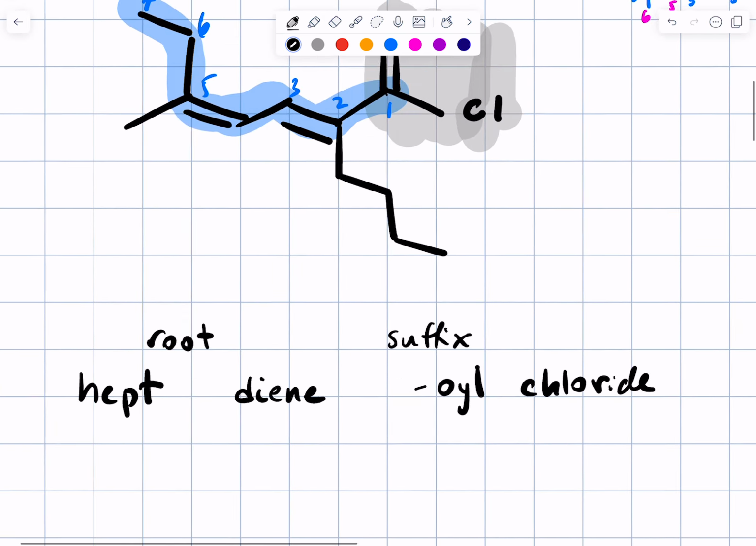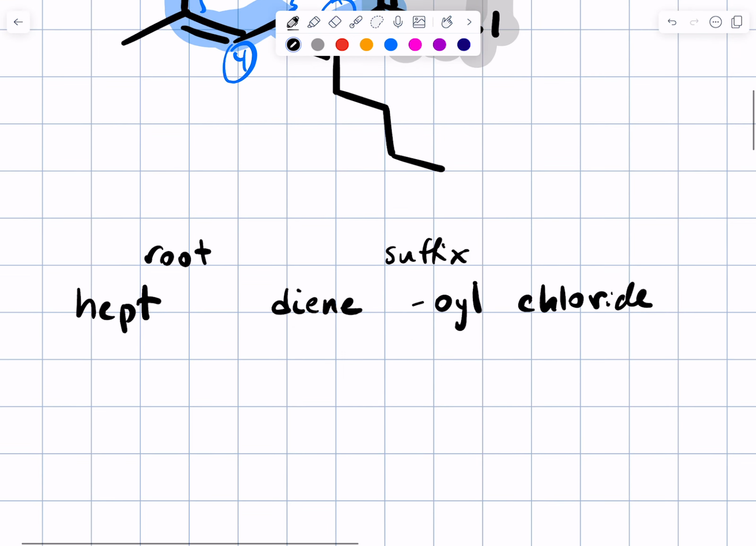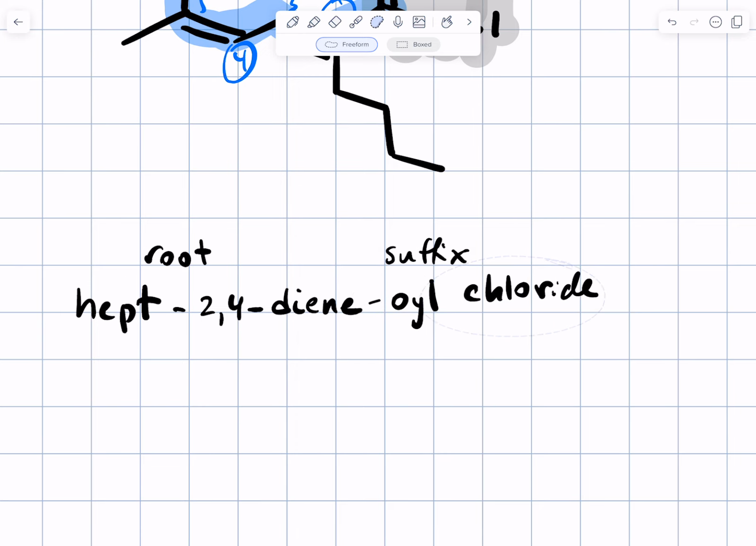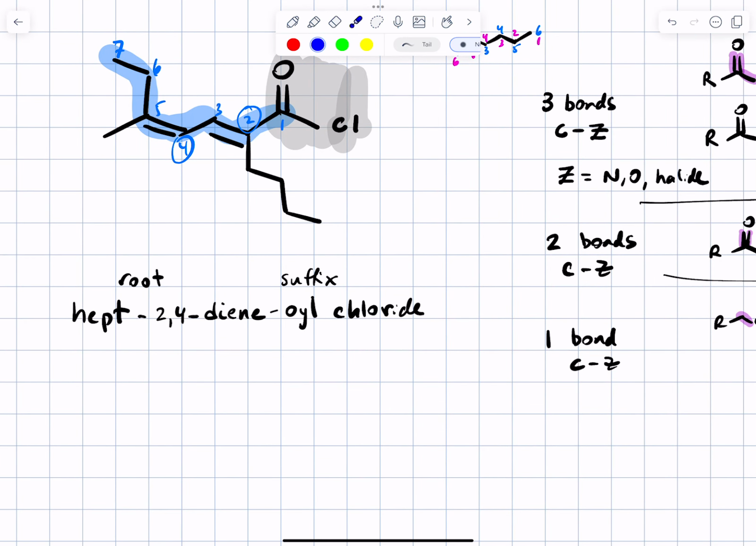Diene, now we have to say what atoms the double bonds are on. By convention and arbitrary rule, we choose the first atoms, the lowest number atoms for each double bond. So 2 and then 4. So hept-2,4-diene oil chloride. There's technically a rule for tacking the suffix on the root, but I don't care what it is. The dash and the suffix is just fine for me. You might see somebody drop the E and put the O right next to the end. That's fine, but it doesn't matter.